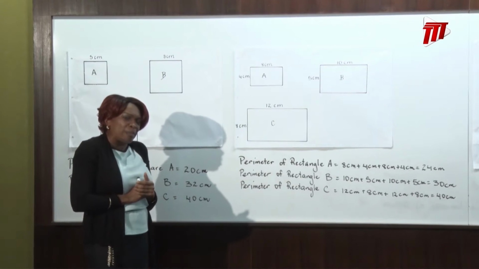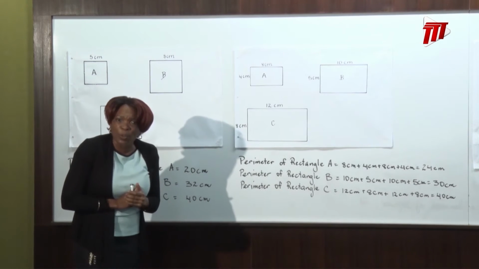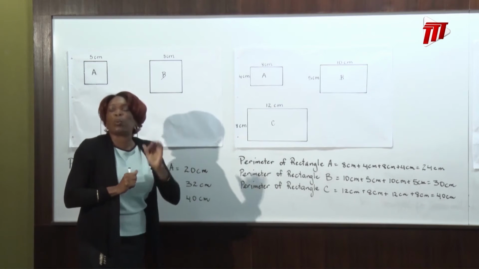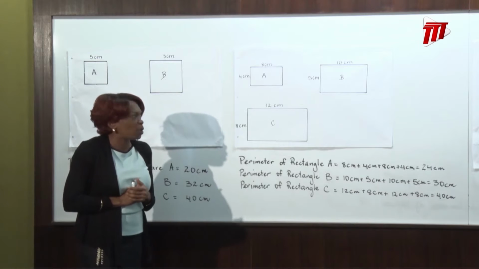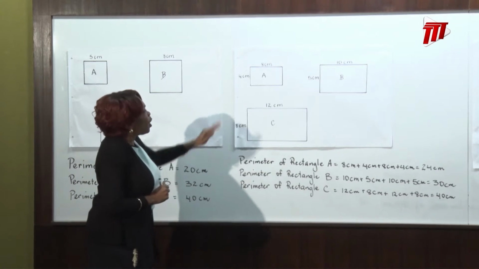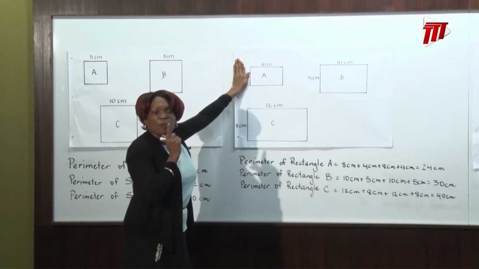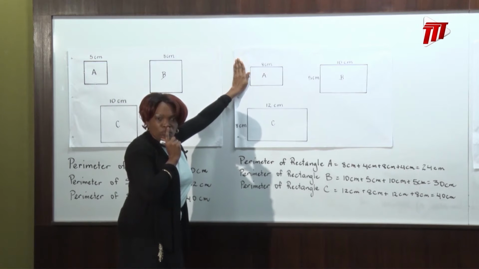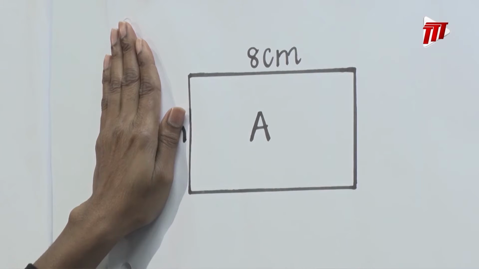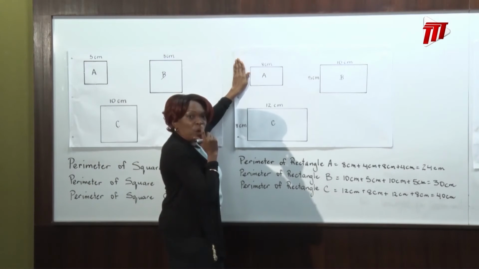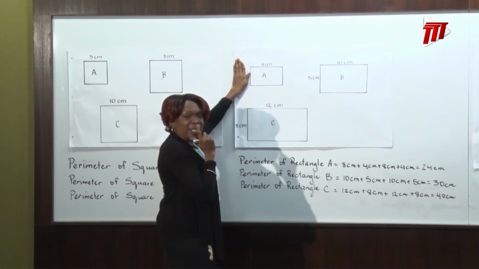Can I challenge you a little bit? How can we work backwards to get a missing one? Let's look at the first one now. What if the 4 centimeters are missing from here, and I am given the perimeter of 24 centimeters. To get 8 centimeters there, what can I do to get 4 centimeters there as the breadth?